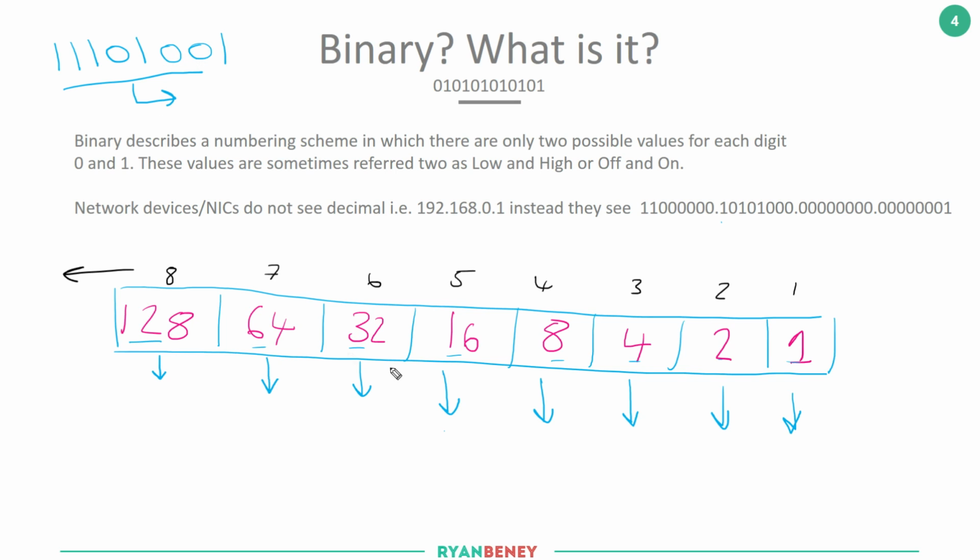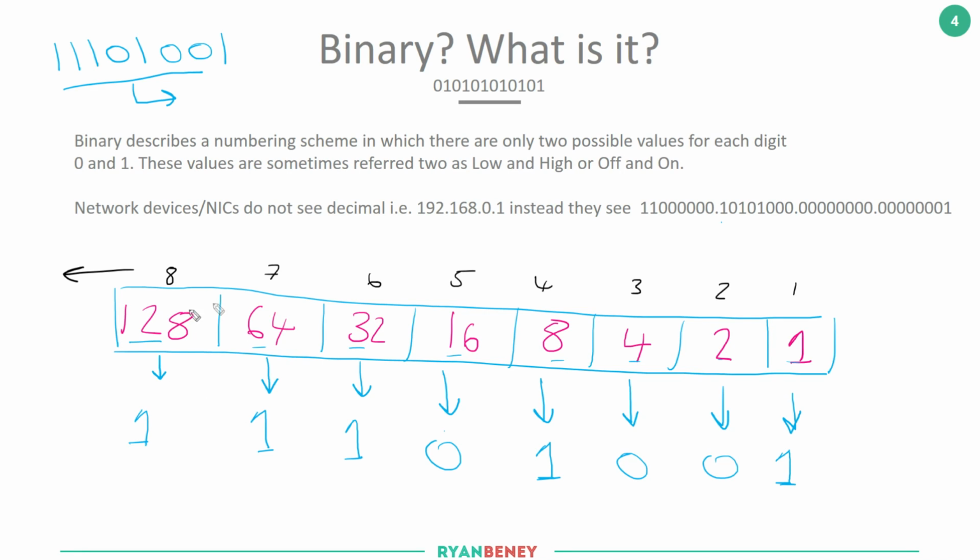What we can do is just simply place a 1 under the ones that are actually turned on. So we're going to turn on a 1. We're going to not turn on 2, not turn on 4, but we are going to turn on 8. We're not going to turn on 16, but we are going to turn on 32, 64, and 128. All we have to do now is add up the numbers that are initially turned on.